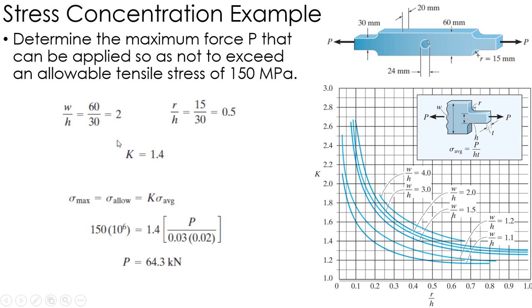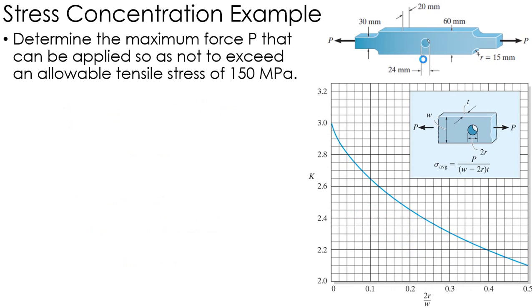Okay, then I plug in my equation, where my maximum, I don't want to go past 150. My average is that load P over H times T, so that's the smaller area. That's why I have the 0.03 times the thickness of 20 millimeters. K of 1.4. Solve for P, I get 64.3. Now, I need to do the same thing for the hole, and then, of course, whichever P is smallest is the one I need to go with.